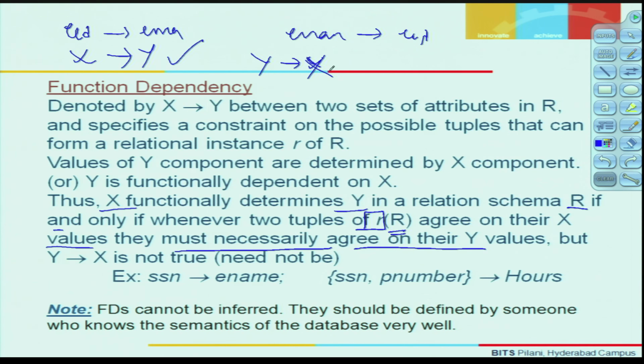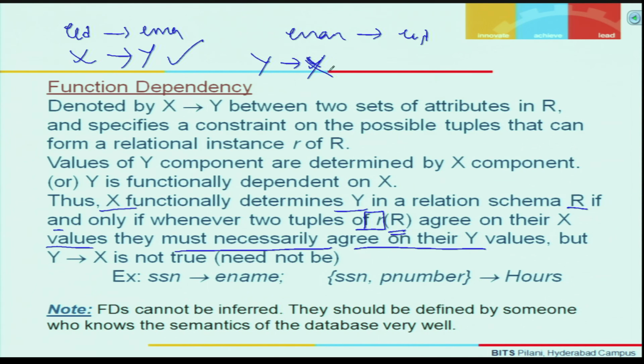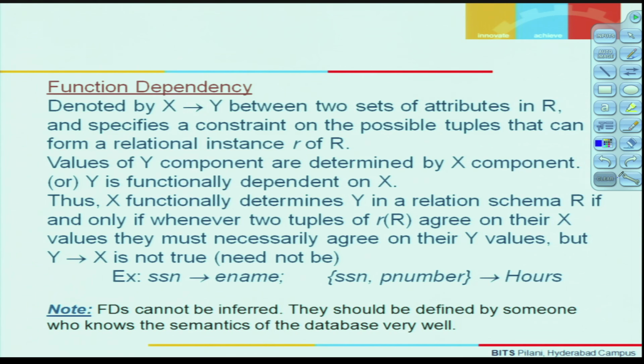FDs cannot be inferred. One important point to be noted is that these functional dependencies cannot be inferred, because each and every functional dependency is going to capture some business rule. For example, the business rule says that the employee ID is unique and the employee ID is going to determine all other attributes of the employee table. So that is one business rule.